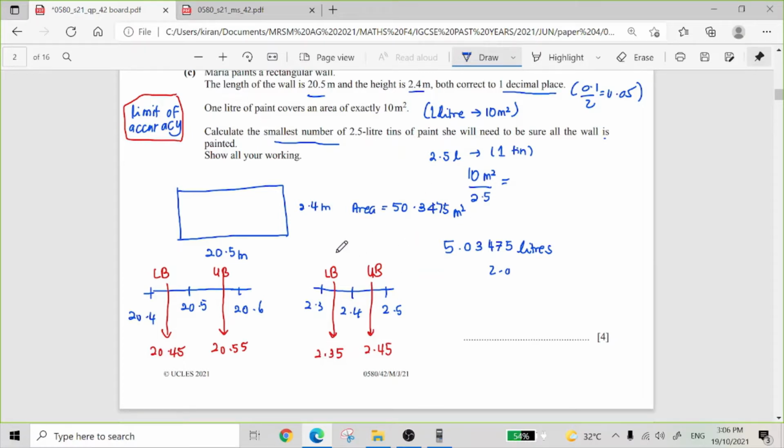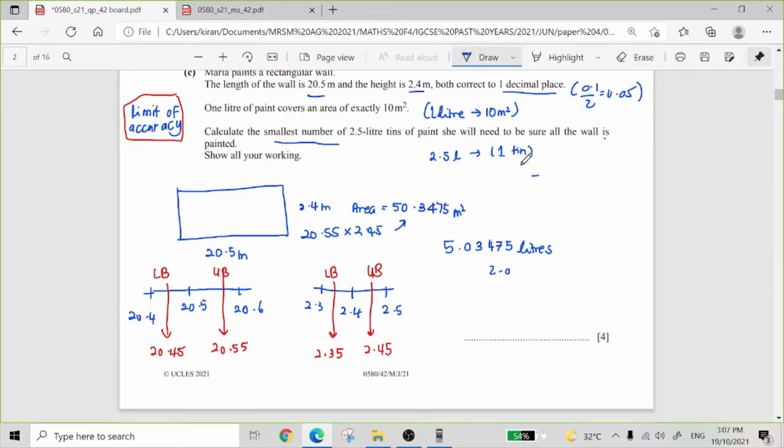So for the maximum area, for the multiplication operation, we just take the upper bound times the upper bound. So 20.55 times 2.45, and then we get the area 50.3475 meters squared. Okay, so now we know that 1 liter covers 10 meters squared. From this area, we want to find how many liters are needed to paint this area.